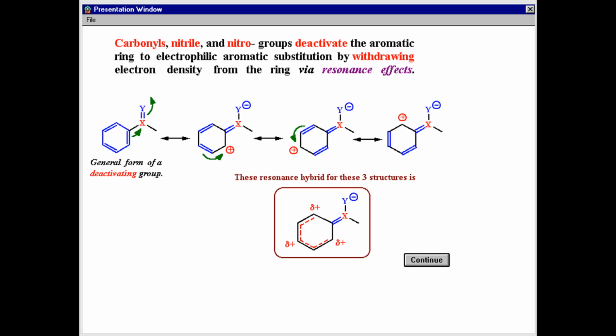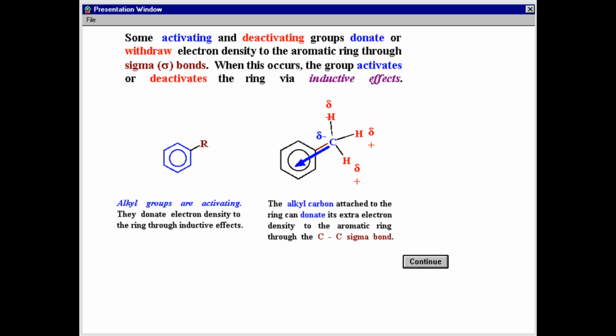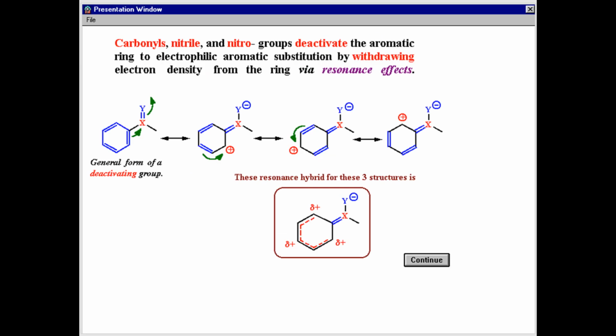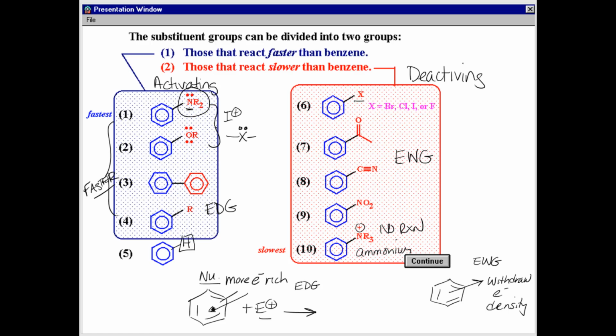And for our benzene ring, just to skip ahead here, we've already seen that's by induction. So now let's talk about deactivating and electron withdrawal. Well, if I go back up to my chart here, I'm going to summarize these three groups as being an X multiply bonded to a Y group. And you'll buy that for the carbonyl and the C triple bond N, right?